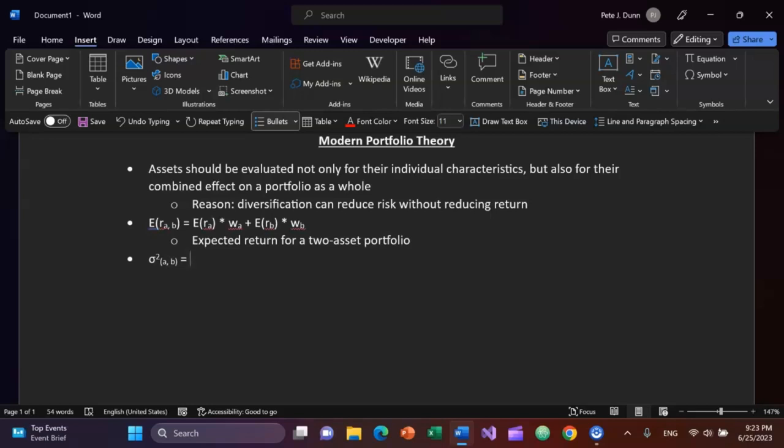So the variance of a two asset portfolio. Control Shift Plus. It's the variance of the returns of asset A times the square of the weight in asset A. Plus, then I'll copy and paste this, right?